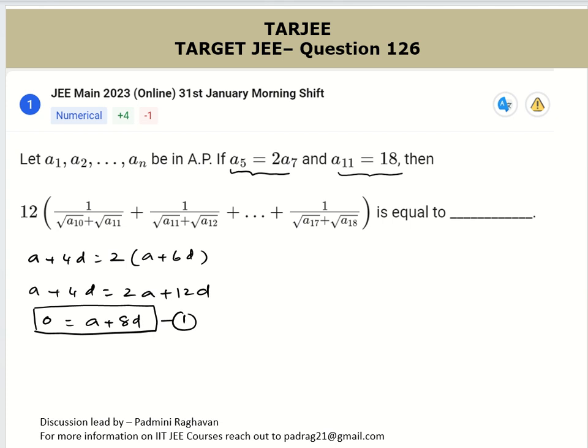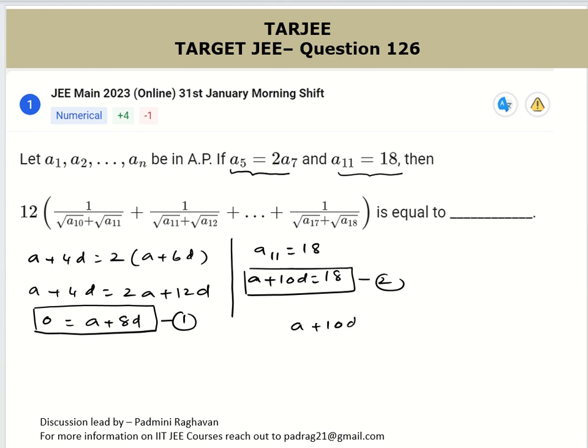The second relation that we are given is A11 is equal to 18. That means A plus 10D is equal to 18, which is going to be a second equation for us. So we are going to solve these two equations simultaneously. A plus 10D is equal to 18 and A plus 8D is equal to 0. So subtract the two equations. We get 2D is equal to 18, D is equal to 9. We get the value of D is equal to 9.